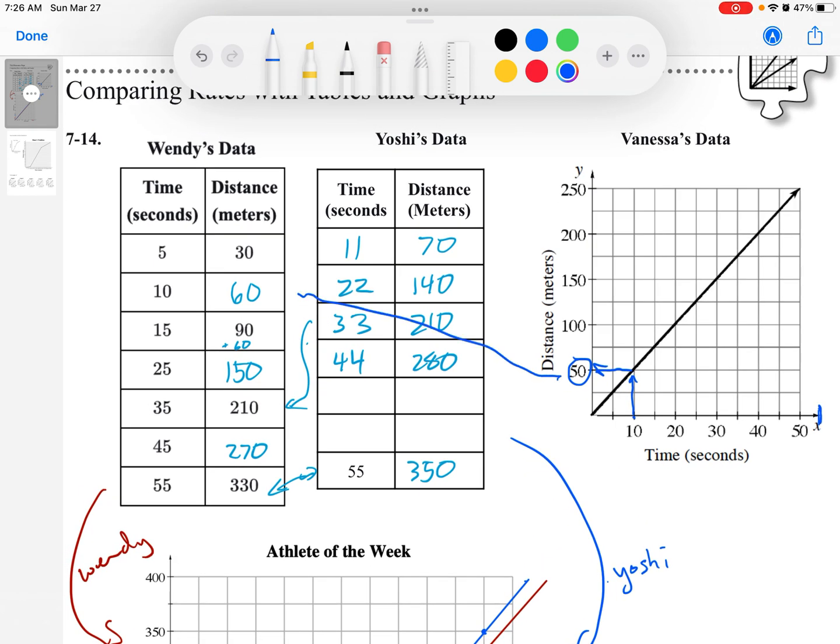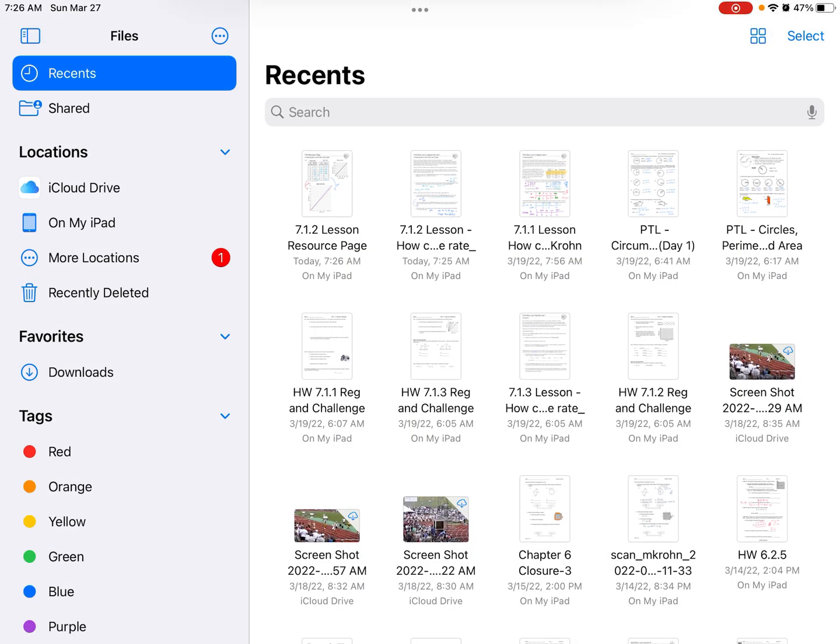So if I compare that to Wendy, who's faster? It looks like Wendy's faster. So if Wendy's faster than Vanessa, then what can we say about Yoshi? Yoshi is also faster, right? So Vanessa, although she did really well, is not quite as fast as those two.